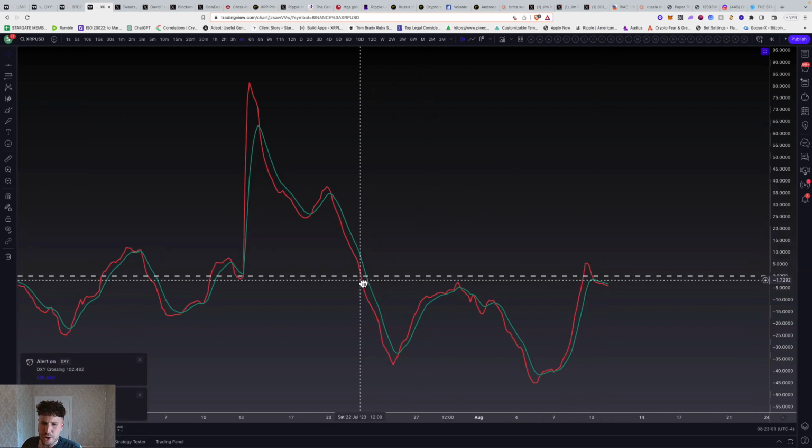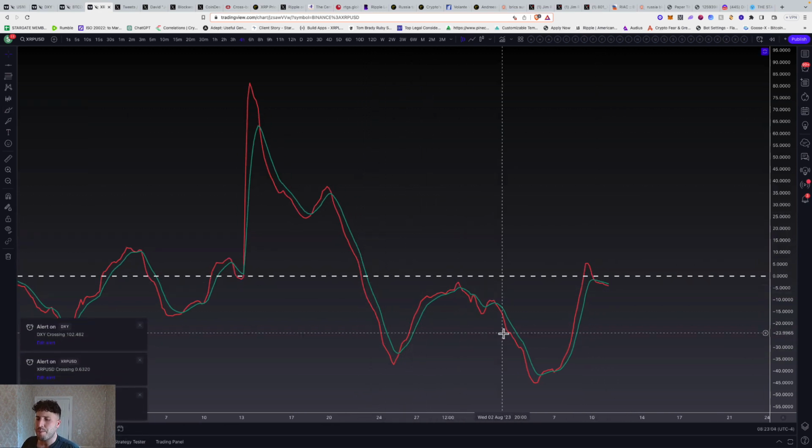Ever since going below on July 22nd, we've been bearish in price action. Now we've got up to this point, we're going flat. So if we can just cross up, get above that 0 line like back here, it's game on. So that's what I'm watching today.